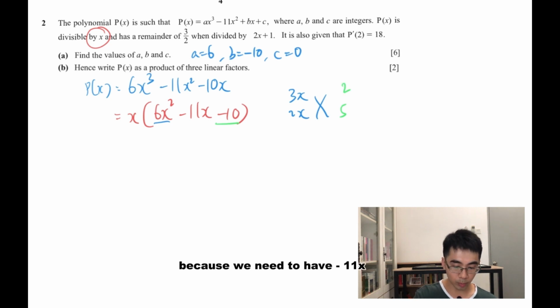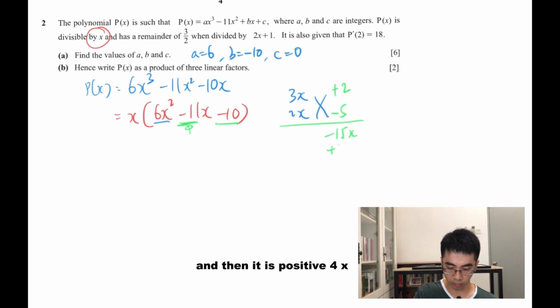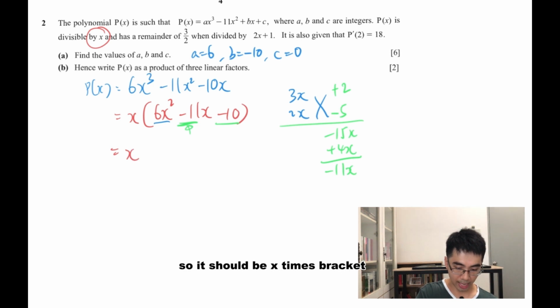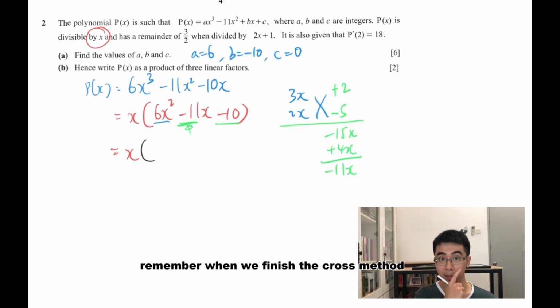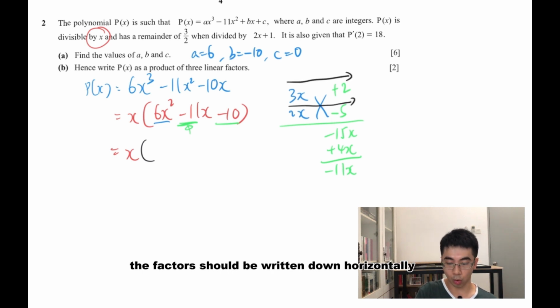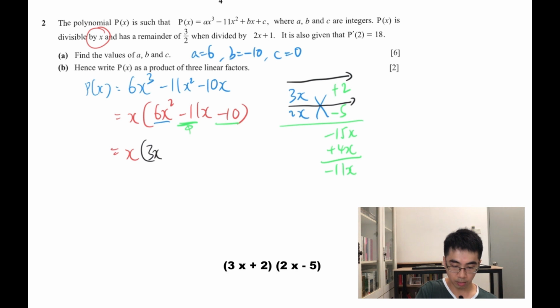So because the ultimate goal, we need to have negative 11. So it should be the negative 5 and then positive 2 here. So just try it. It should be like multiply it will get negative 15x, and then multiply that is positive 4x. So add them up with negative 11x. Yeah, so it is correct. So we got that it should be x times bracket. Remember, when we finish the cross method, the factor should be written down horizontally. So it should be like 3x plus 2 and 2x minus 5.